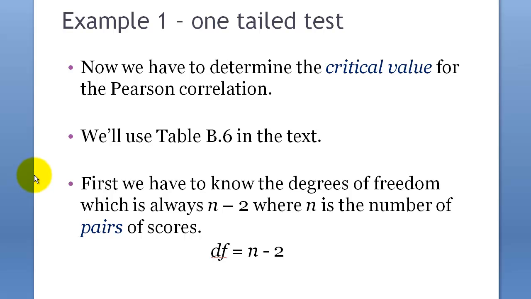Now we have to determine the critical value for the Pearson correlation because, if the sample correlation falls into the critical region, then we can reject our null hypothesis. So we're going to have to know the critical value of the Pearson correlation.